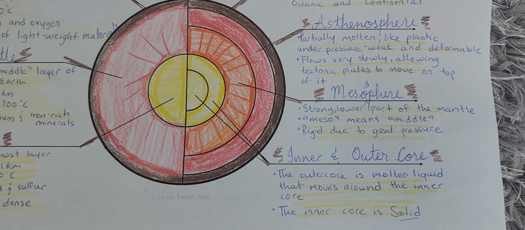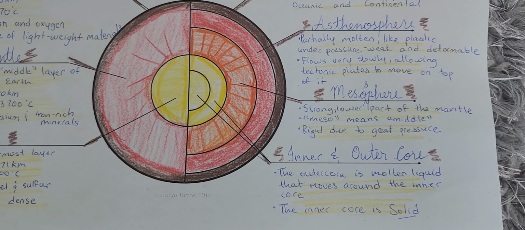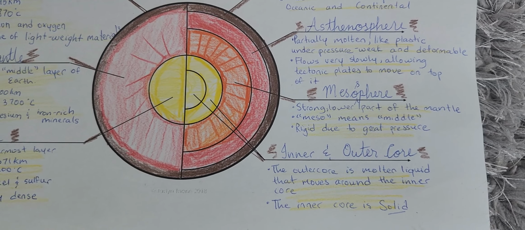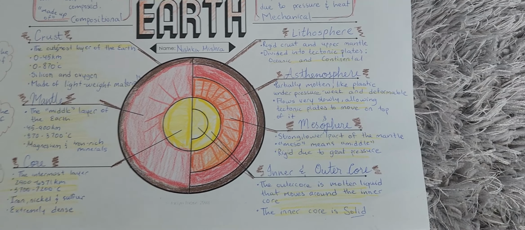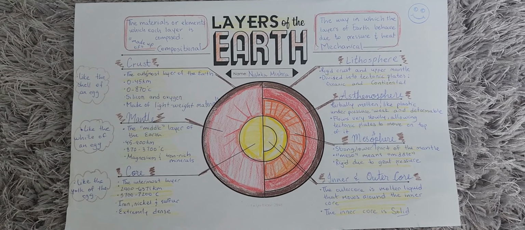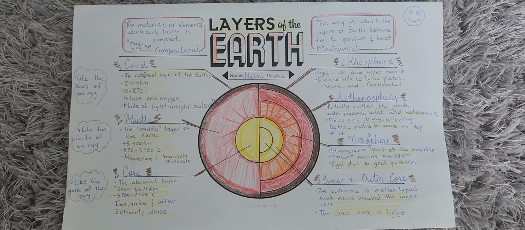The last layer is the inner and outer core. The outer core is molten liquid that moves around the inner core. The inner core is solid. So these are the mechanical layers of the Earth. So this is the compositional and mechanical layers of the Earth.